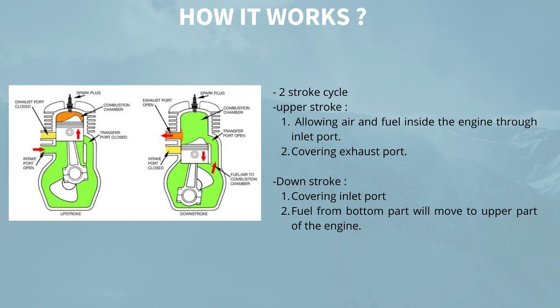So, how does it work? In the two-stroke cycle, on the upstroke, air and fuel are allowed inside the engine through the inlet port, covering the exhaust port. On the downstroke, the piston covers the inlet port and the fuel from the bottom part will move to the upper part of the engine.